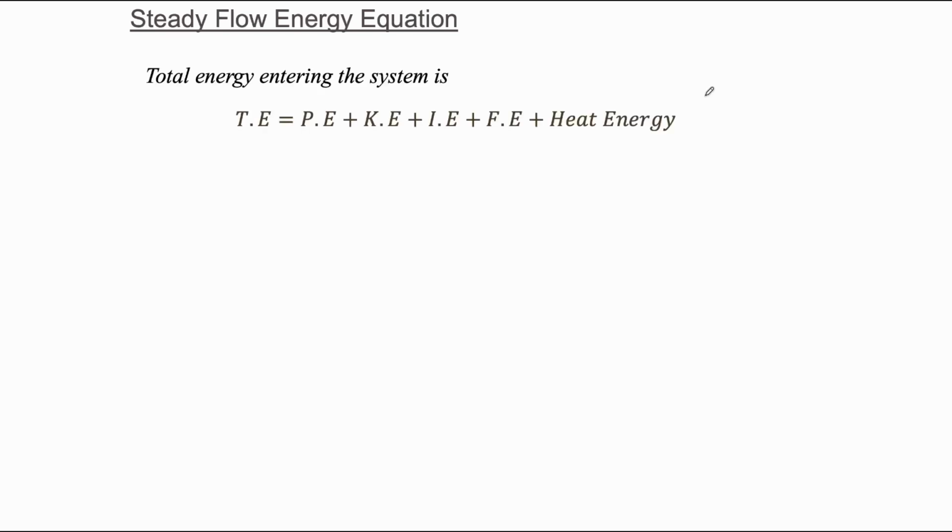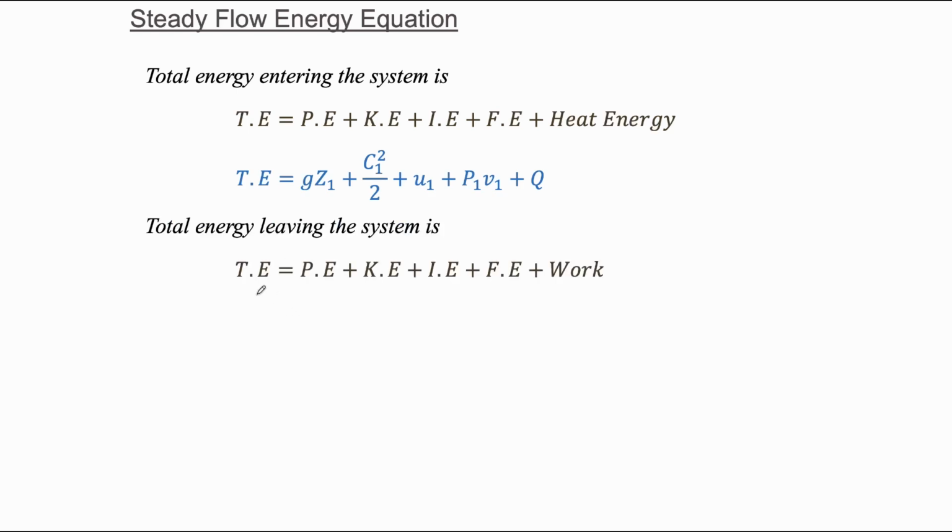That is, total energy is equal to potential energy, kinetic energy, internal energy, flow energy plus the heat supplied. And the total energy exiting or leaving the system can be written as potential energy plus kinetic energy plus internal energy plus flow energy plus work delivered by the system. As we can see, the total energy can be represented mathematically, and we do not have the mass in any of the energy here because energies are all considered for unit mass. So same thing can be said here at the outlet. So the energies are considered per unit mass.